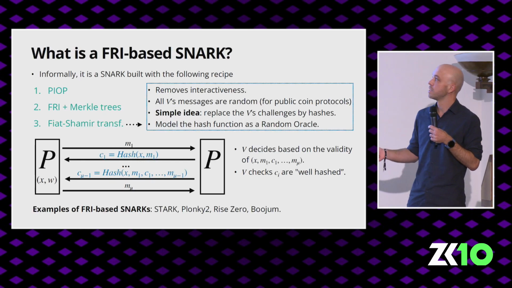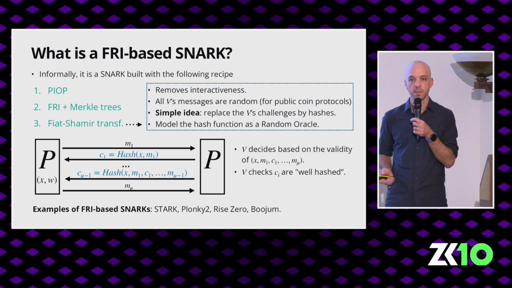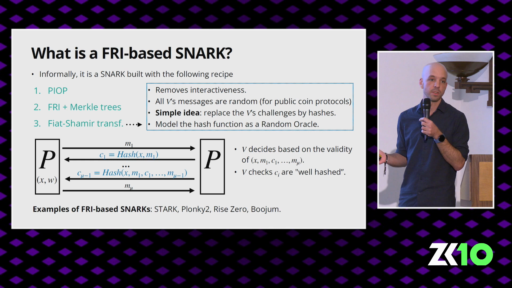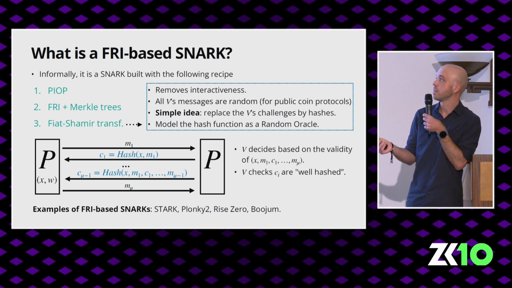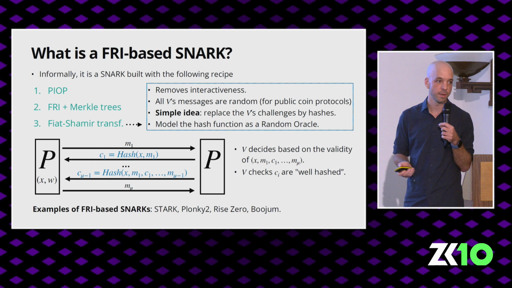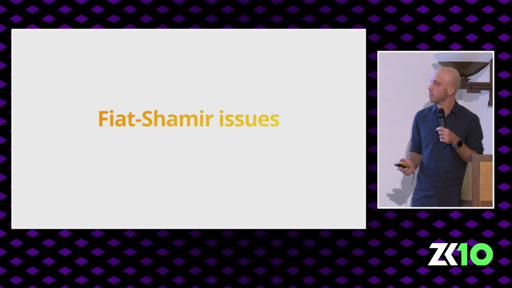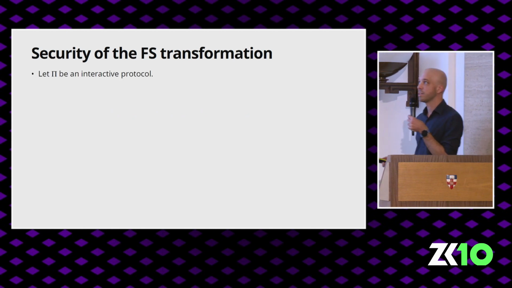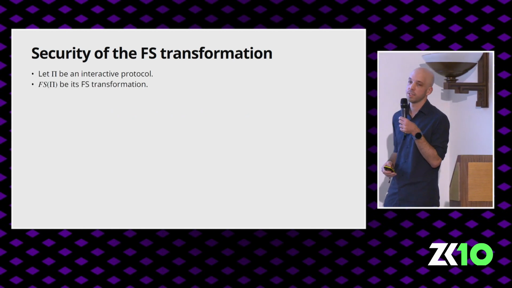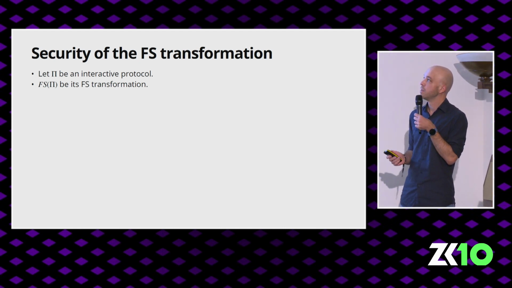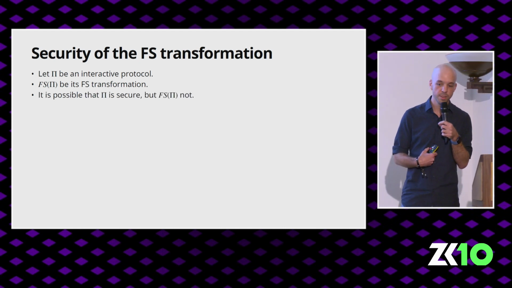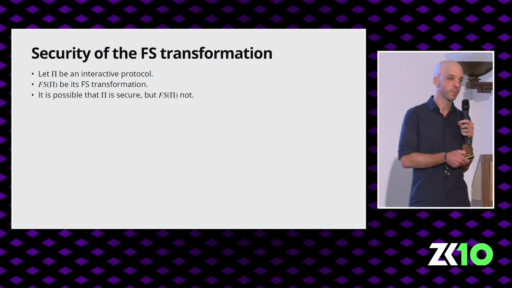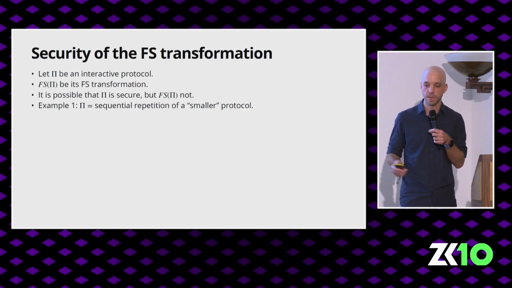Okay, so there's this recipe, and our work analyzes two potential pitfalls. One is around the Fiat-Shamir transformation of protocols, and the other is, as I mentioned, the issue that FRI is not really a PCS, a commitment scheme. So let's discuss Fiat-Shamir. In general, you can have an interactive protocol, and then you can consider the Fiat-Shamir transform of the protocol, and get a protocol that is not secure. So you can have a very secure interactive protocol, Fiat-Shamir transform it, and get a disaster as a result.